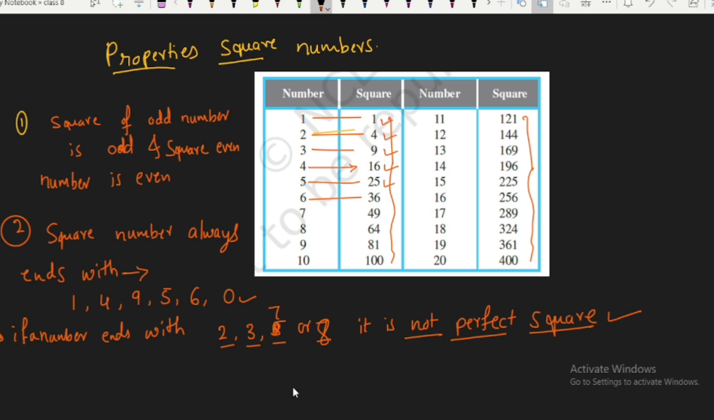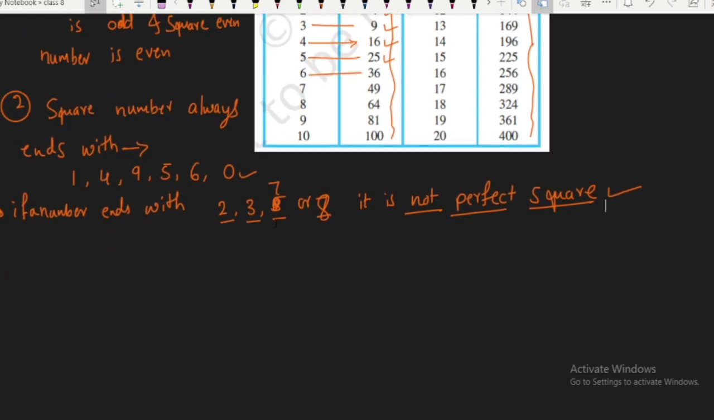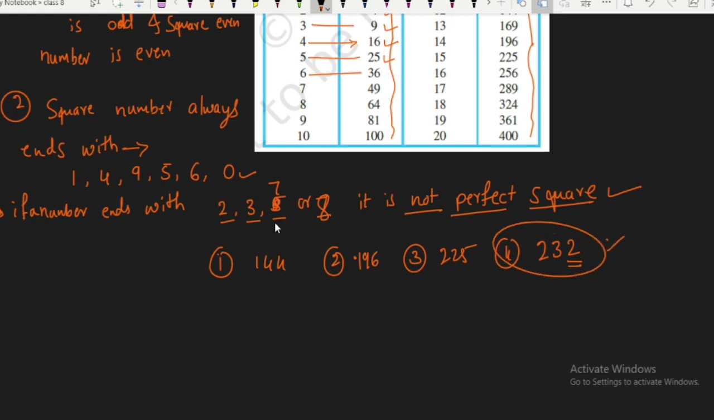So you can remember it. For example, in any MCQ, you can check, say 4 numbers are given, and you need to find which is not a perfect square. For example, 144, I take small numbers. The second option is 196. Third, 225. Then the fourth one is 232. So by seeing the unit digit, you can easily guess that 232 is not a perfect square.